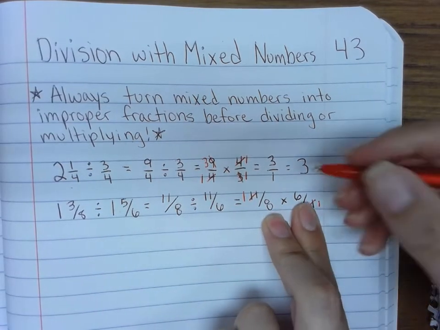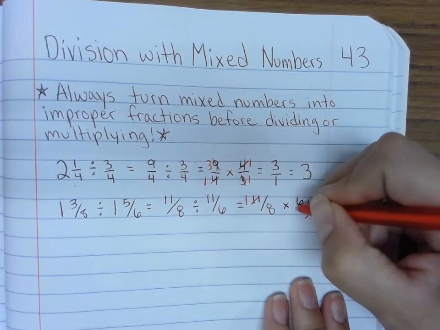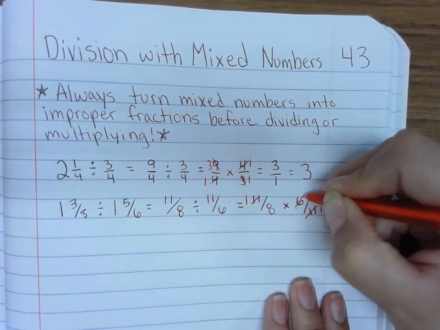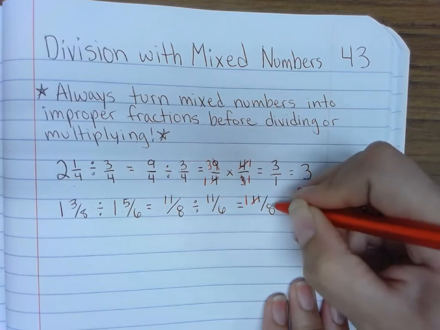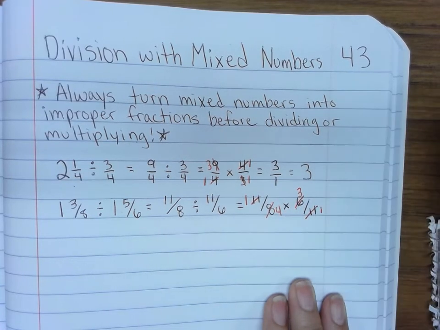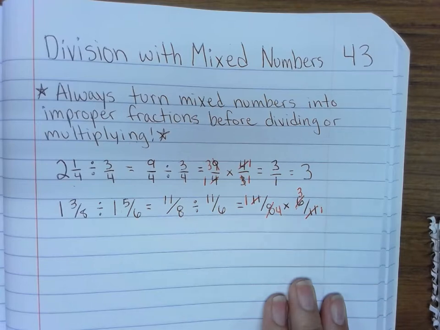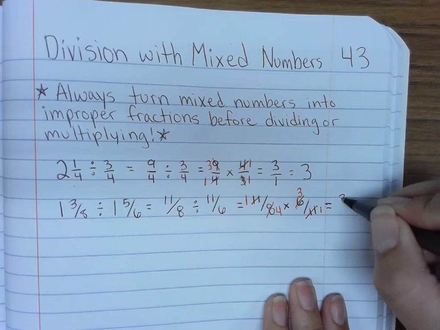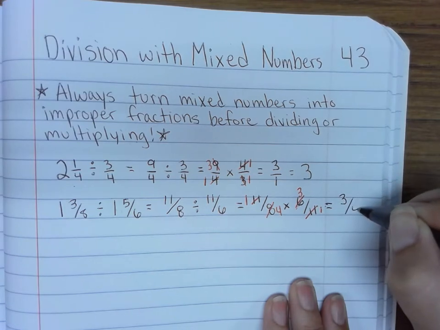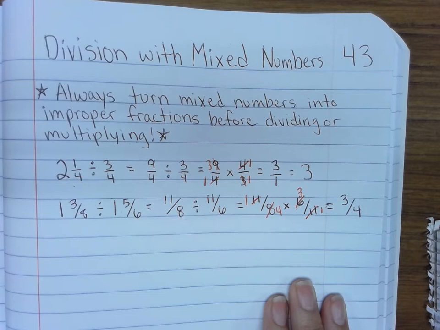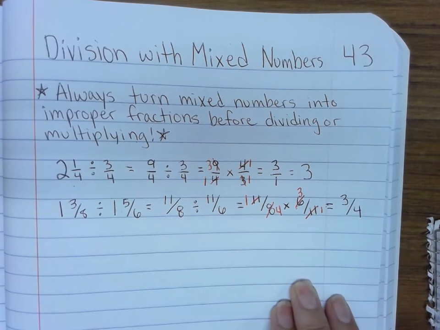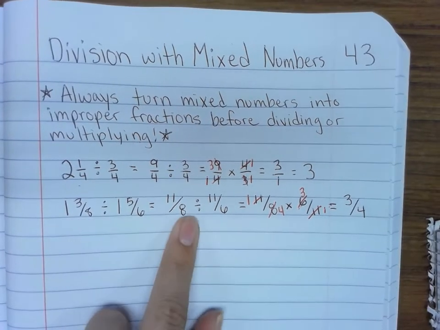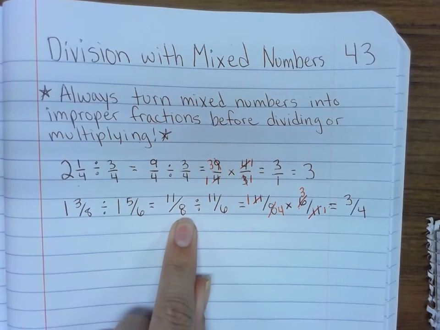8 and 6 both have a common factor of 2. So divide by 2, that gives me a 3 on top. Divide by 2 here, that gives me a 4 on the bottom. Multiply across the top and the bottom. 1 times 3 is 3. 4 times 1 is 4. My answer is 3/4. So you can see this really is not much different than what we did before. We just need our mixed numbers to be turned into improper fractions, just like we did when we were multiplying.